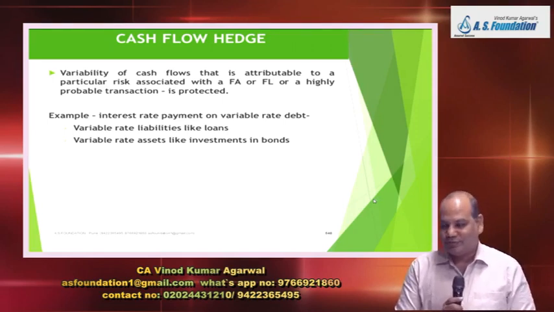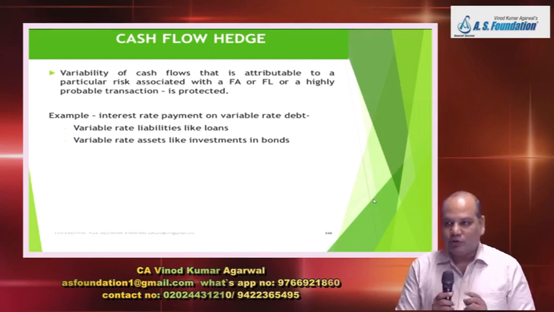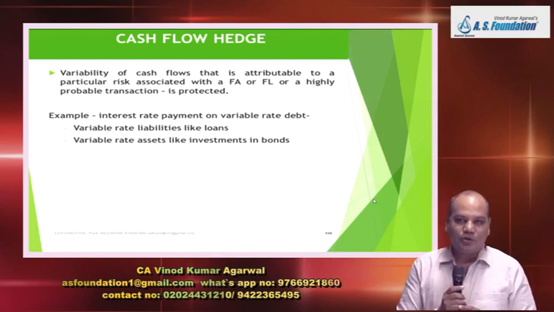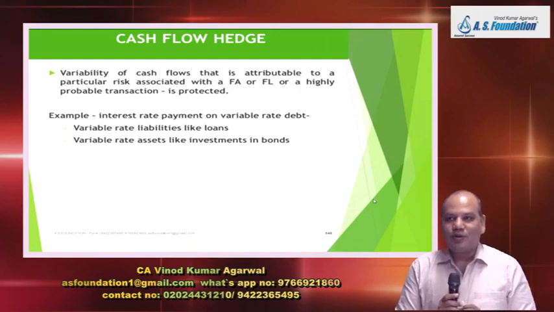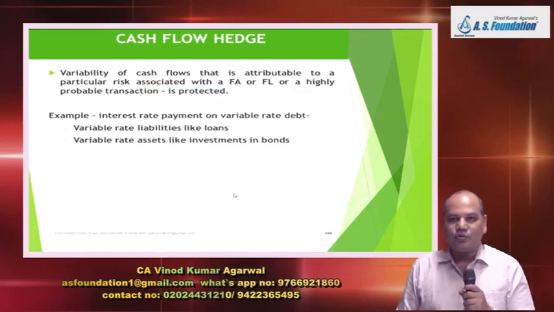Cash flow hedge. We have seen accounting of fair value hedge. In case of fair value hedge, the change in fair value of derivative will be recognized in profit and loss account, and change in the hedged item also will be recognized in profit and loss account. So both will go to profit and loss account at the same point of time. However, if the hedged item is equity instrument measured at FVT OCI, then in that case, the change in the fair value of derivative will be transferred to OCI.